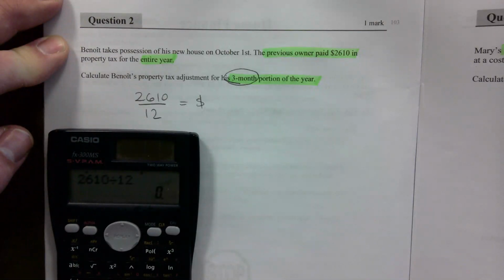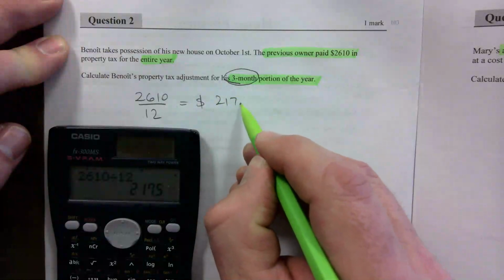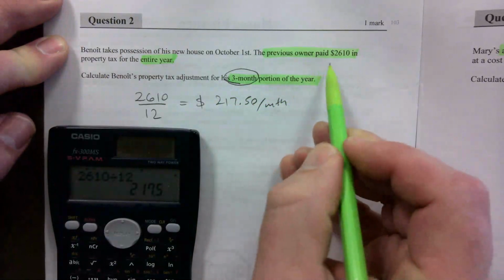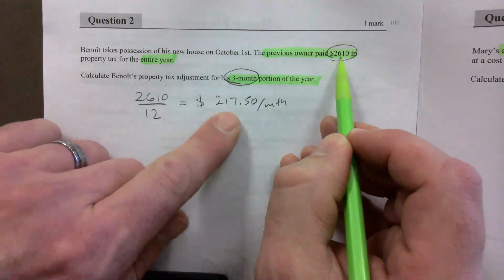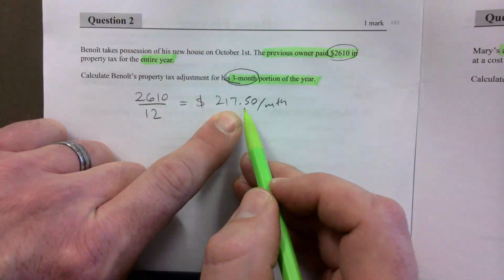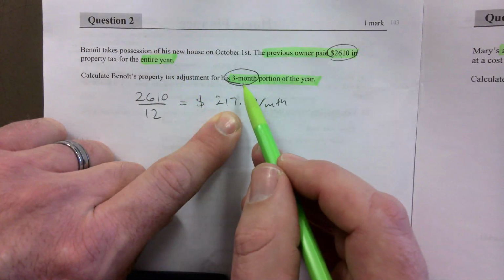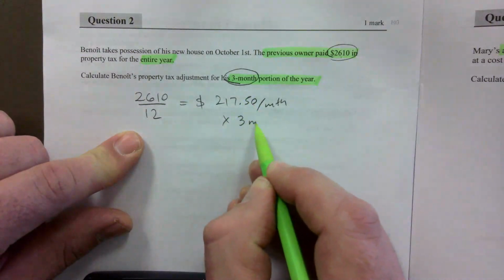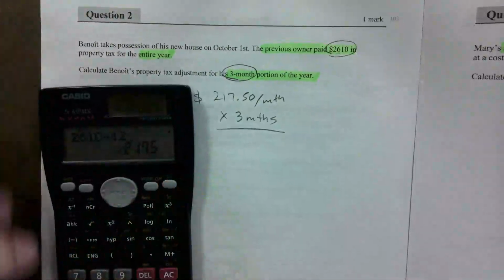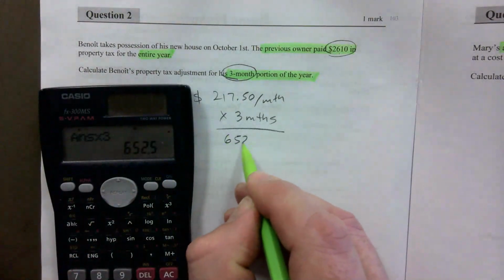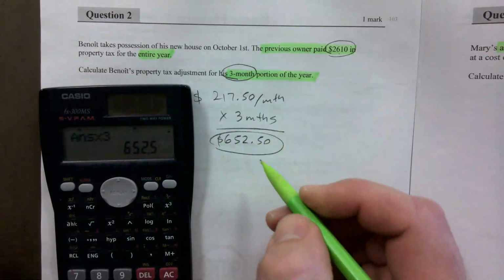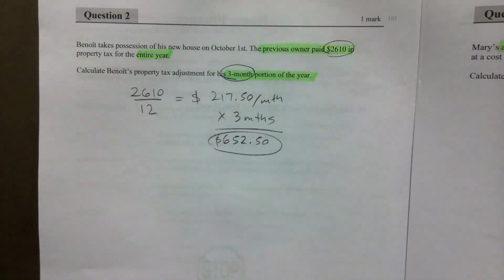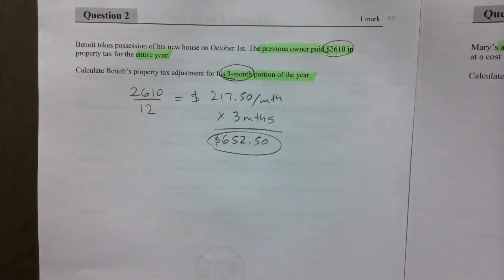I think this is the first time I've seen it like this. So having this property tax bill equates to this much per month. Benoit only has to pay 3 months worth of this, so I'm just going to go times 3 months. And so that's 650, 250. So this is how much he has to repay the previous owners. Now you know. If you were here today, you will be prepared for it. Got it? Okay.